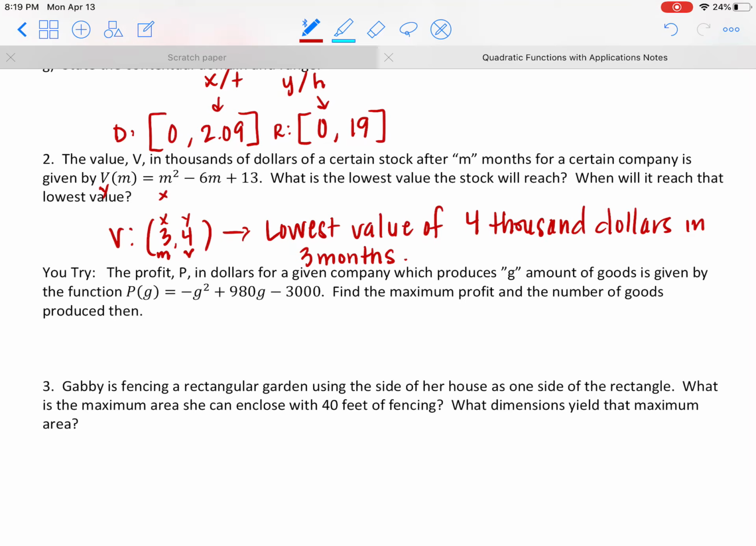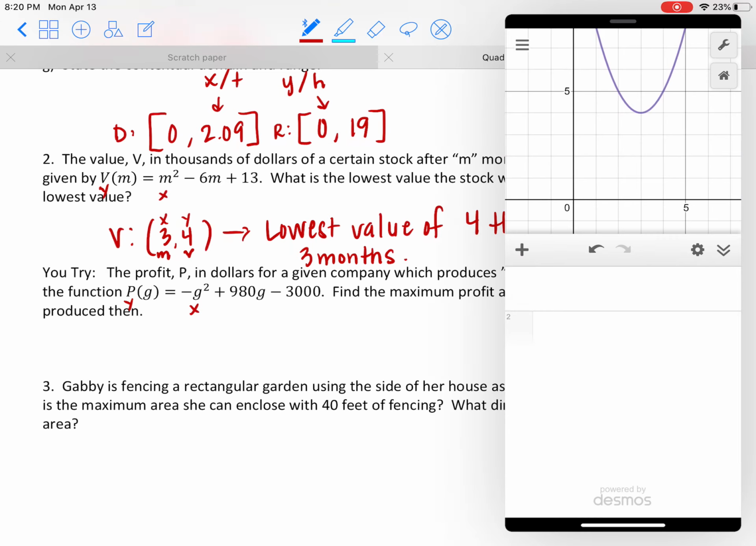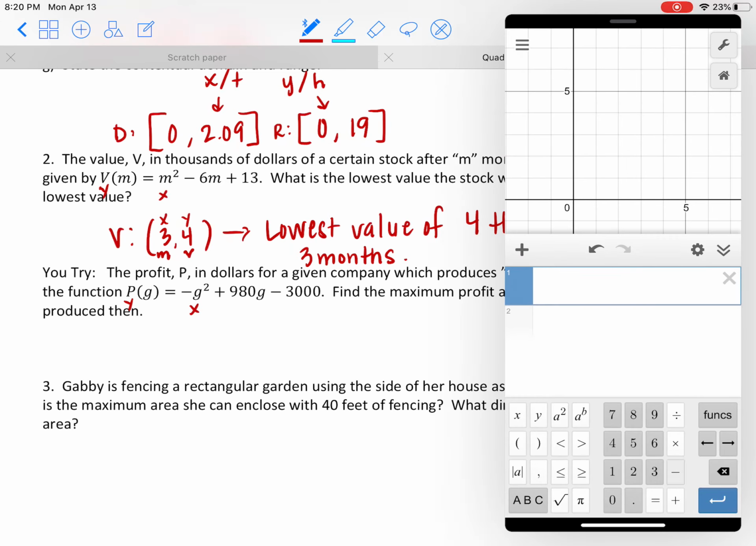Feel free to pause. But otherwise, we're looking at the profit in dollars for a company which produces G amount of goods, and it's given by this function. This time we're looking for a max. Now notice it's a max here. This was a min because the parabola opened up. Here our parabola is going to open down, so we're going to be looking for a max. Max profit and the number of goods produced then. So we're going to need to find the vertex. And here in place of x we have g, in place of y we have p. So let's graph this bad boy.